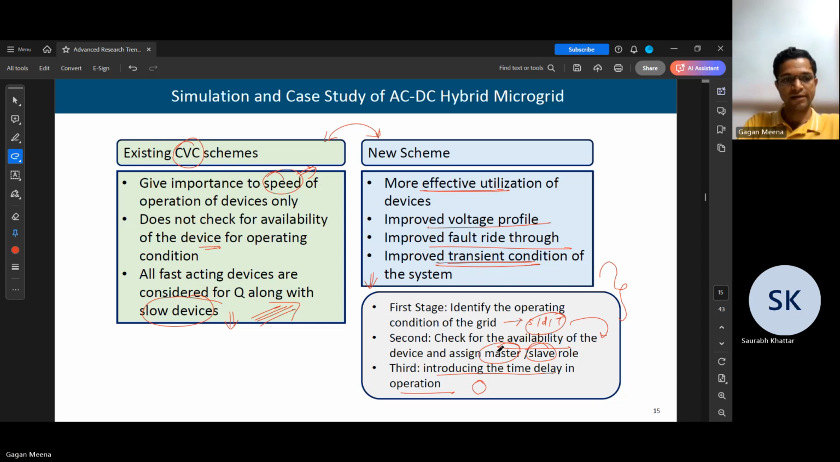And because of this, the reactive power availability increases, the reserve will increase. And that's why the post-fault voltage recovery time also reduces.